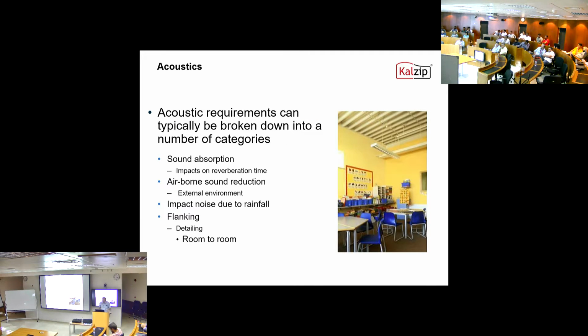So we break acoustics down into 4 categories. We've got sound absorption, we have airborne sound reduction, we have impact noise due to rainfall, and also we have flanking sound, which is a detailing issue when the sound flanks from one room to the other. Especially there, you can see you get a lot of sound transmission through the flutes of the trapezoidal deck profiles. So in this classroom, for example, this could be a quiet room. Next door could be a noisy room. So we want to make sure the noise from this room doesn't come through the deck profile. So we've done all acoustic testing for all these types of acoustic criteria.